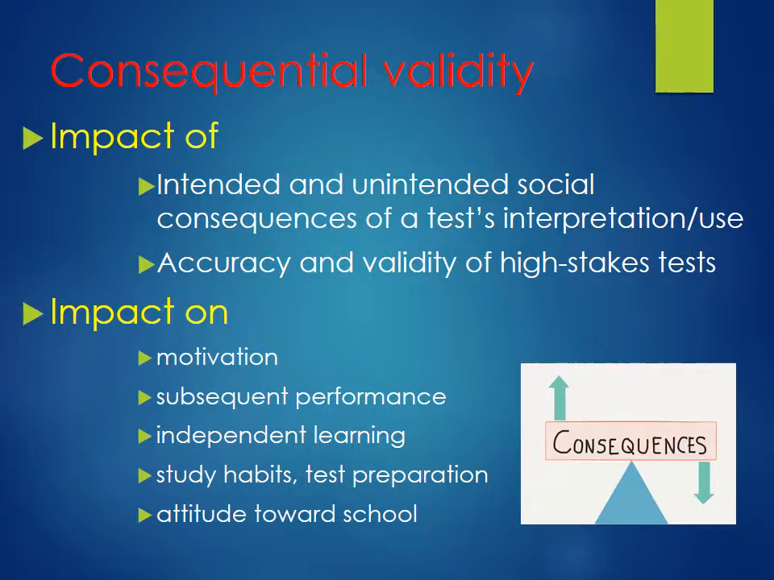So consequential validity is a slightly different concept from the first three. It has to do with impact. So the impact of a test, because of its intended or unintended consequences based on the test's interpretation or how the test is used to make decisions for students, for teachers, and for programs. This is especially of concern when there is some question about the accuracy or validity of high-stakes tests.